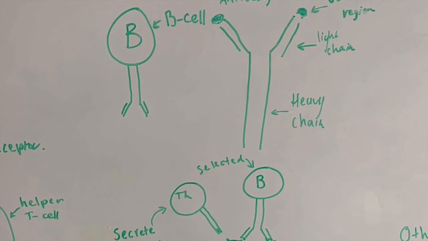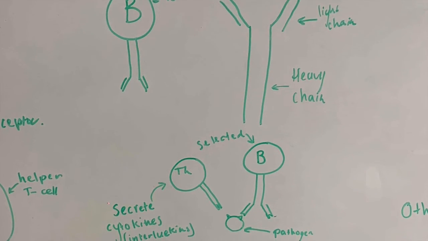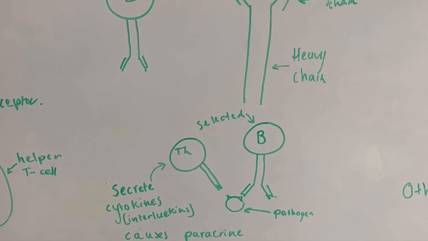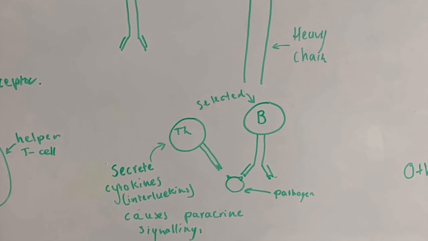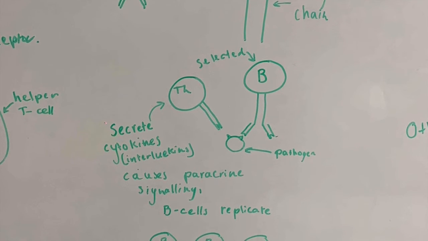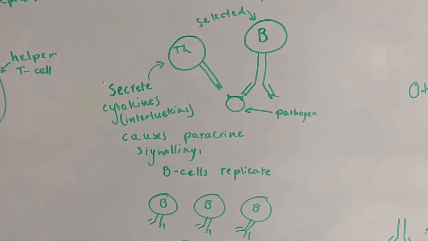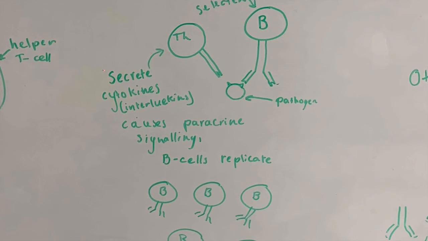And when this happens, we say the B cell has been selected. Once selected, a helper T cell that also has a T cell receptor that matches the antigen comes, binds to it, and secretes a cytokine called interleukin. Interleukin causes the B cell to make clones of itself, which is paracrine signaling.